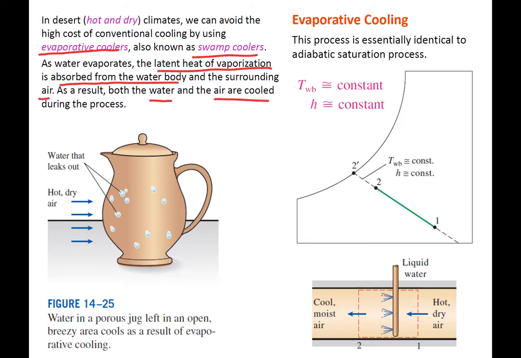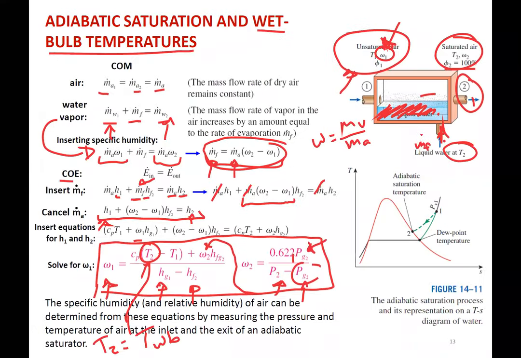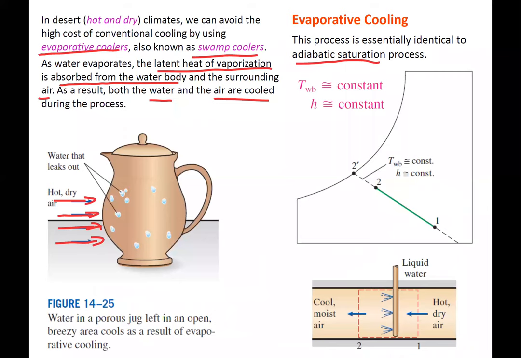Okay, so in this case, we have a porous jug. You have this hot, dry air coming in. Okay. And that water evaporates into the air, right? And to evaporate, that water needs to take energy. So it absorbs energy, which drops the temperature. Okay. Evaporative cooling is pretty much the adiabatic saturation process that we basically showed here. So it follows pretty much along the wet bulb line.